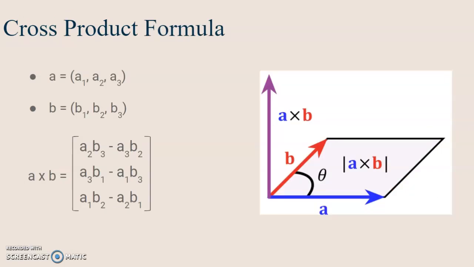This is the cross product formula, where it looks very daunting. You are given two coordinates, both in R3. A cross B is equivalent to A2 times B3 minus A3 times B2. Second coordinate would be A3 times B1 minus A1 times B3, and the z coordinate would be A1 times B2 minus A2 times B1.